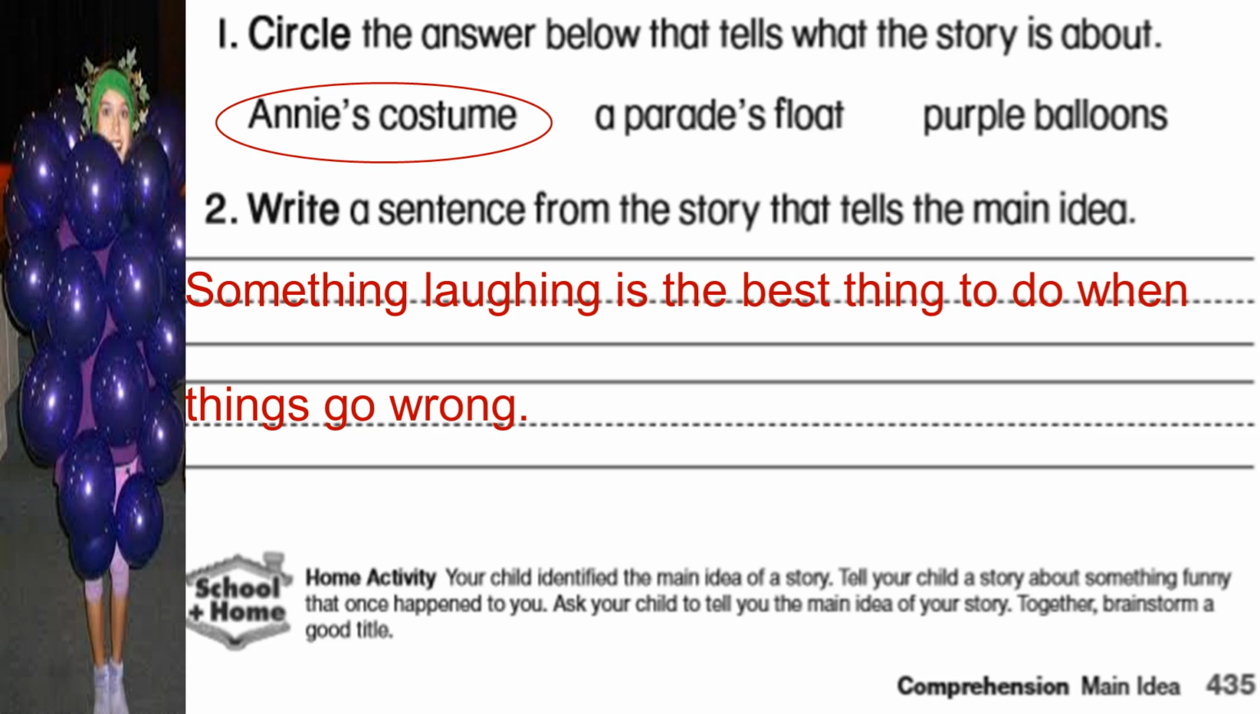So let's read the questions here. Circle the answer below that tells what the story is about. Is it about Annie's costume, a parade float, or purple balloons? Actually, it's about Annie's costume. And in question number 2 here, write a sentence from the story that tells the main idea. As I told you, sometimes laughing is the best thing to do when things go wrong.